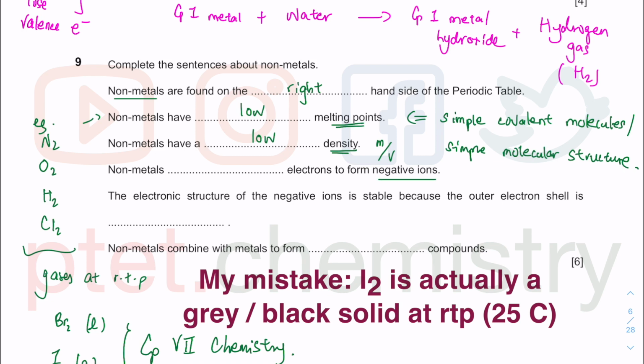Forming negative ions has another name, called anions. To form negative ions, the non-metals will gain electrons, they accept electrons, they receive electrons to form anions.